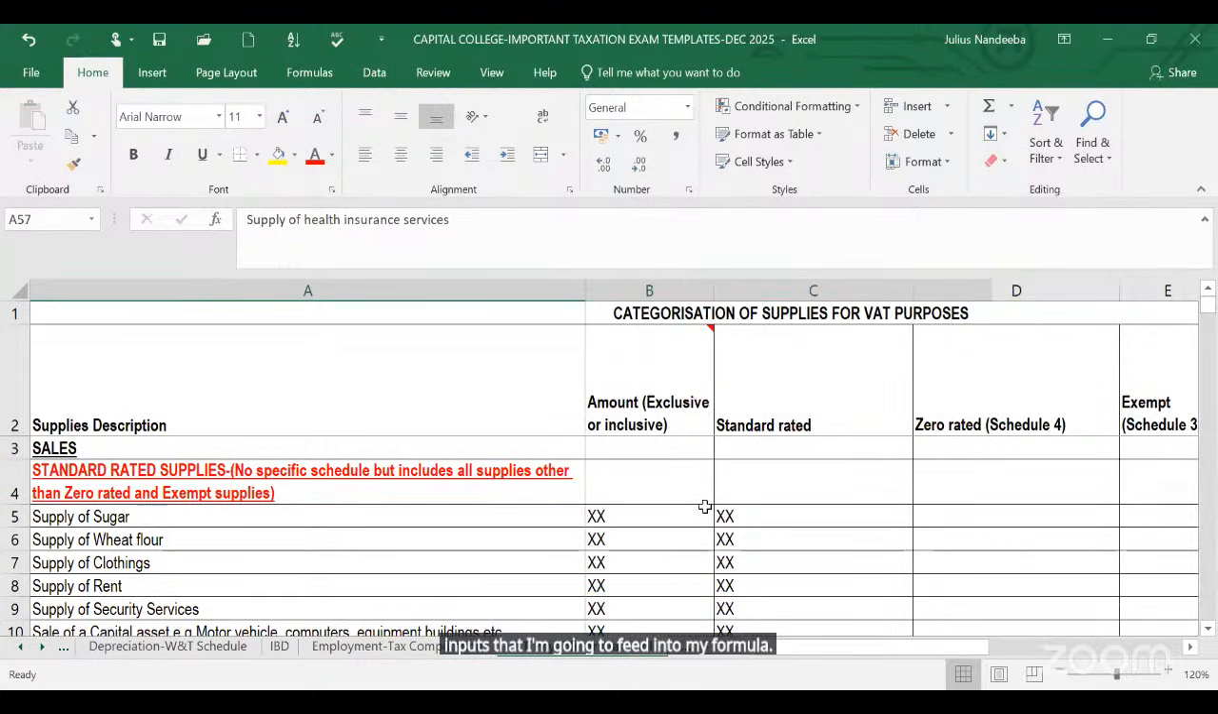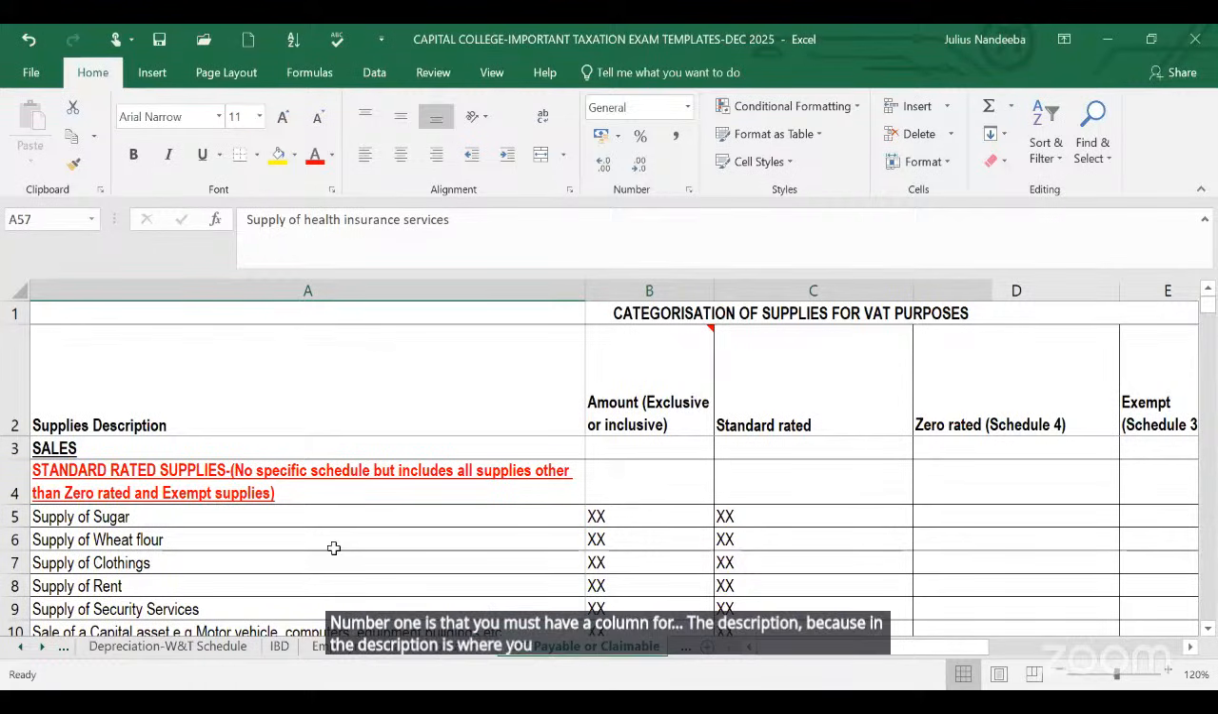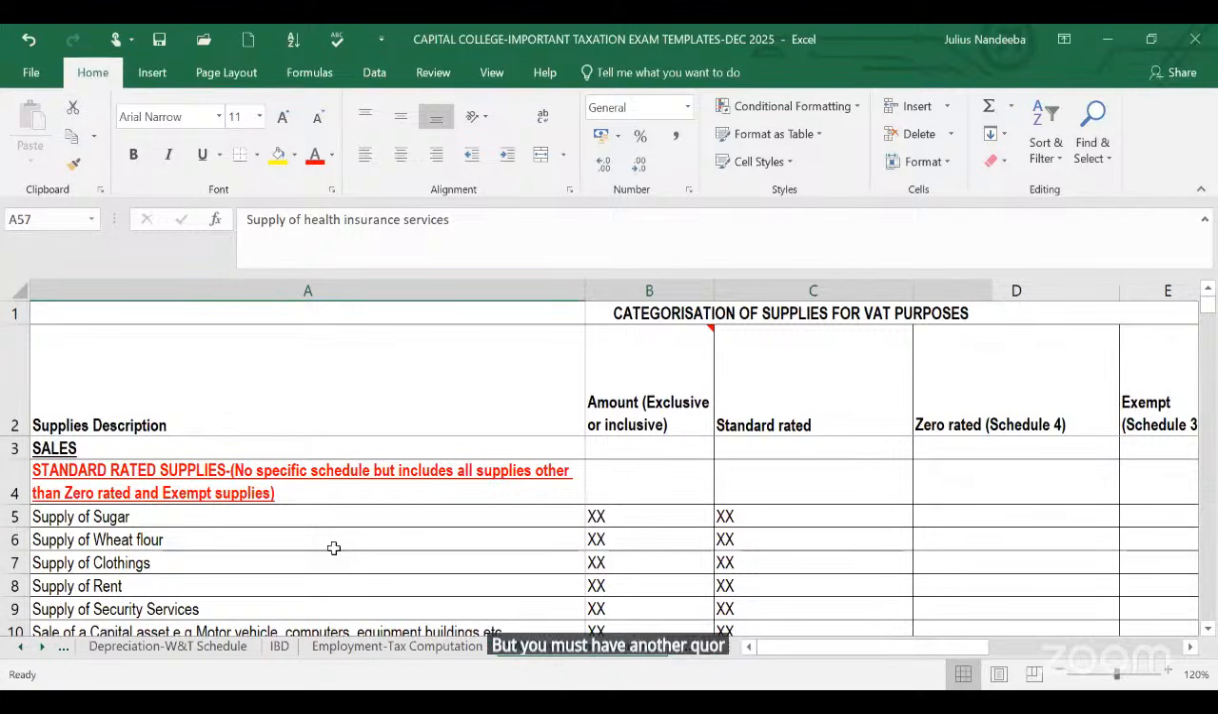Now, when you actually have the items they have given you, number 1 is that you must have a column for the description. Because in the description is where you're actually going to say, if they have sold sugar, you actually write there, sugar. But you must have another column where you're going to be indicating the tax treatment, because you have basically about 5 treatments that you must be aware of.